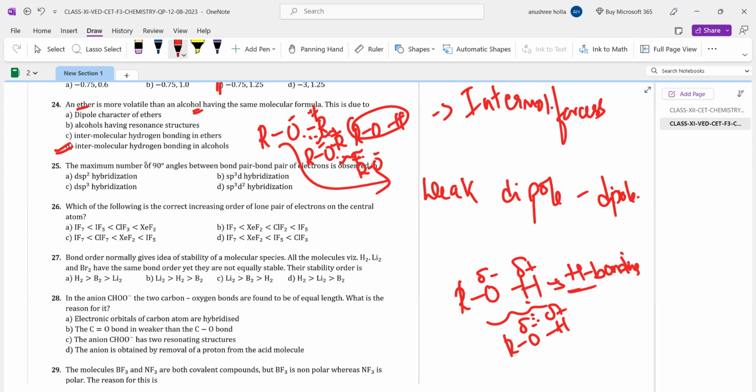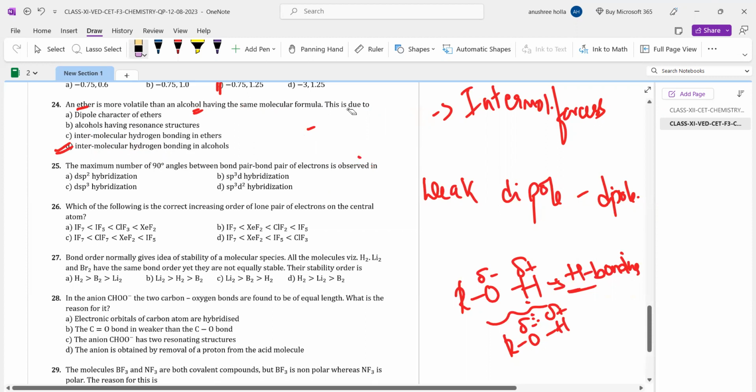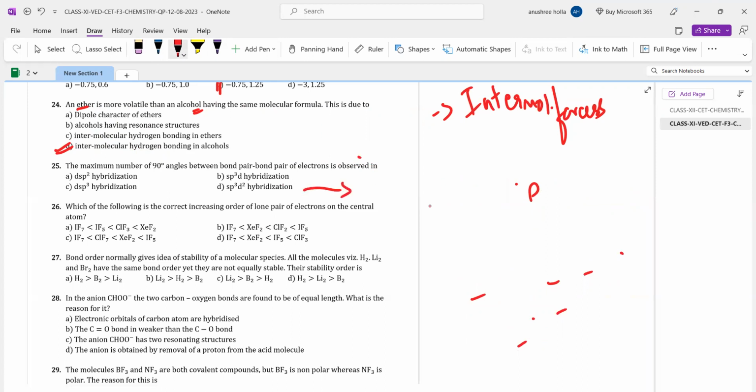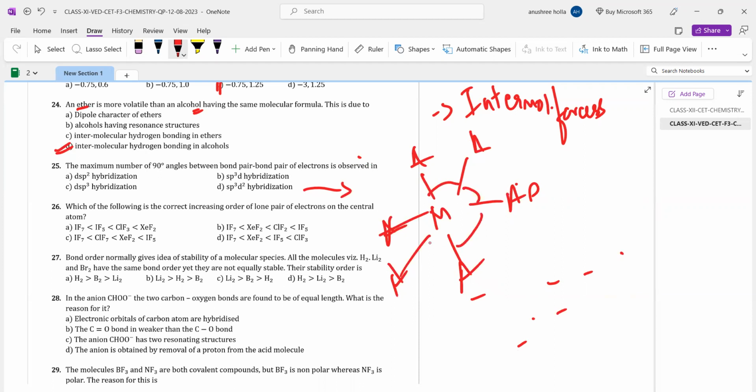Okay, 25th question. The maximum number of 90-degree angles between bond pair and bond pair of electrons is observed in. They have given different hybridizations, so this is a very direct question. We know that in sp3d2 hybridization, all the bond pairs are 90 degrees to each other. So we have 6 bond pairs, and we can observe 6 90-degree angles between two bond pairs.